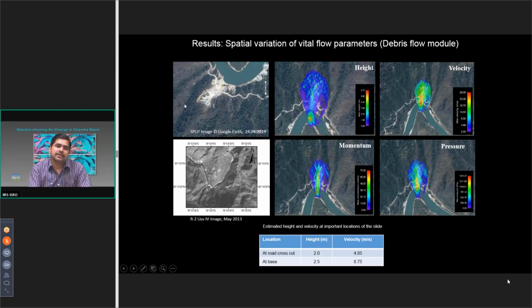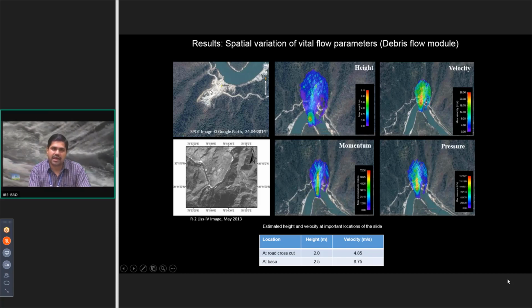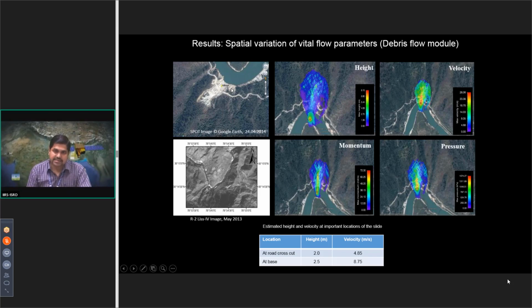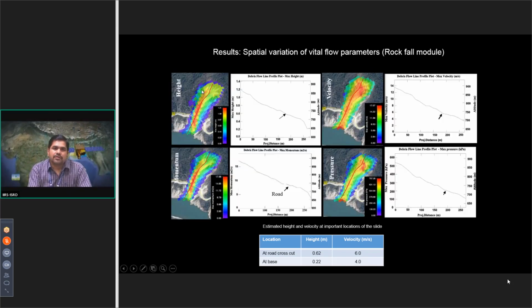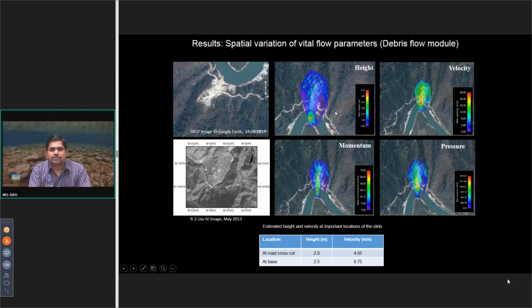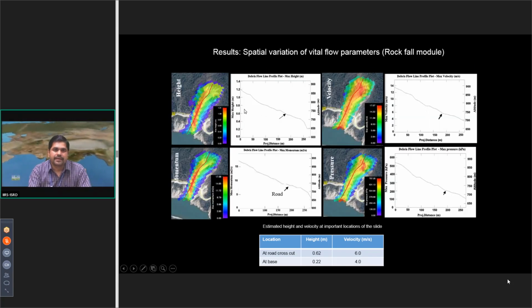In the debris flow case, I conceive the source area as one from which the maximum material is going to flow like a debris. In this case, we considered the material to flow in a rock fall mode. So we can see the material coming down like this and getting accumulated here. Here also the material comes down as rock fall, and then gets accumulated here.